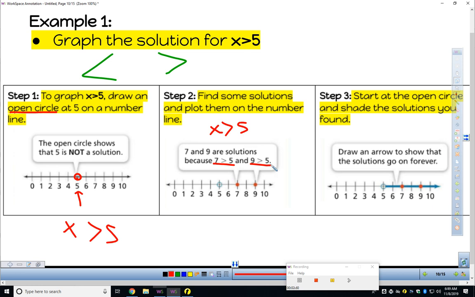And so step 3, starting at our open circle, we want to shade in our line representing the solutions. And again, the arrow shows that our solutions go on forever. So if it's less than or greater than, you draw an open circle and you shade the correct direction.